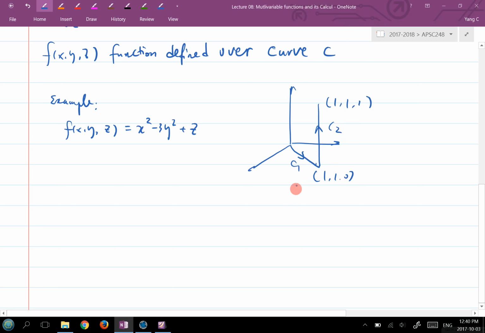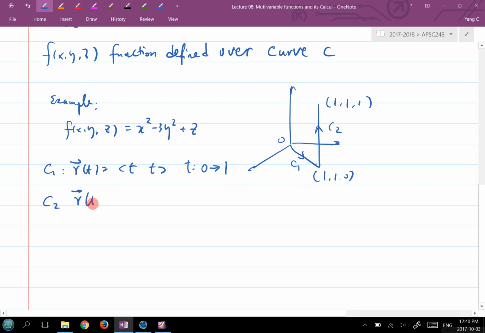We did the parameterization for the curves C1 and C2 in the previous lecture, so let's just write it down again. For C1, it's a straight line, so we can use t to represent this straight line using a parametric equation. The range of t, because it goes from the origin to 1, 1, 0, goes from 0 to 1. So that's your t's range.